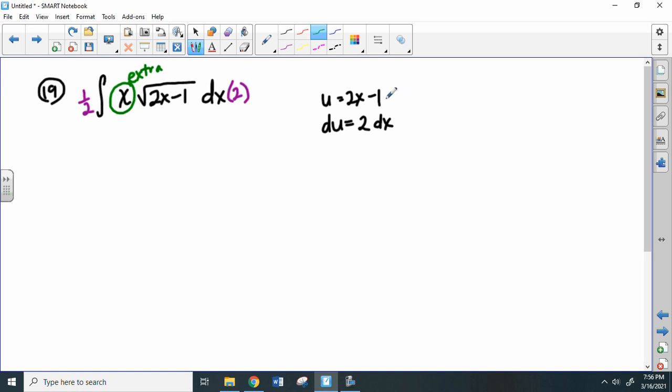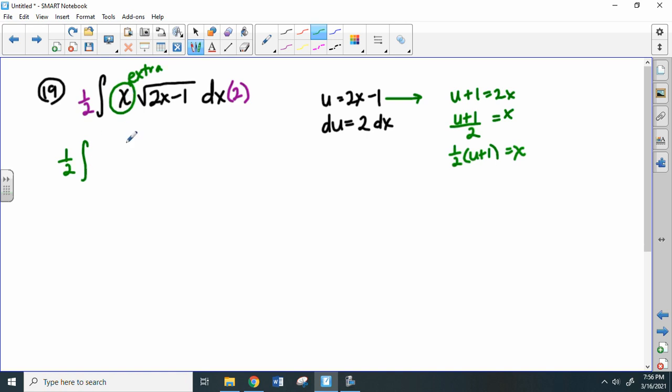You come over to your u equation, okay? And you solve for x in this case because x is your extra. So let's see, I'm going to add 1 first, and then I'm going to divide by 2. Okay, which is the same thing as 1/2 times u plus 1. All right, keep that in mind. All right, so then I'm going to come back over here, and I still have a 1/2 in front.